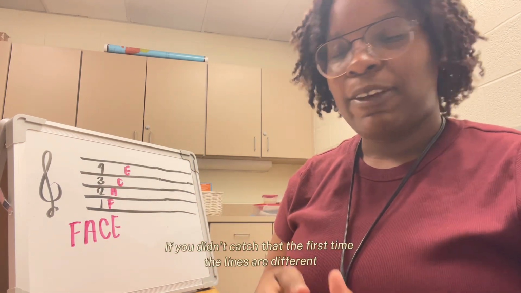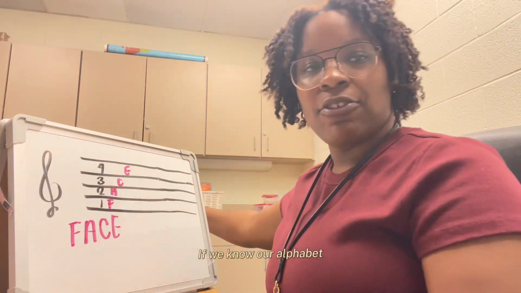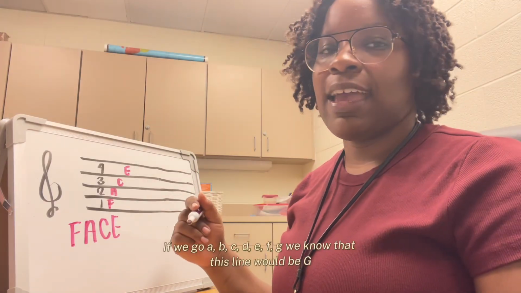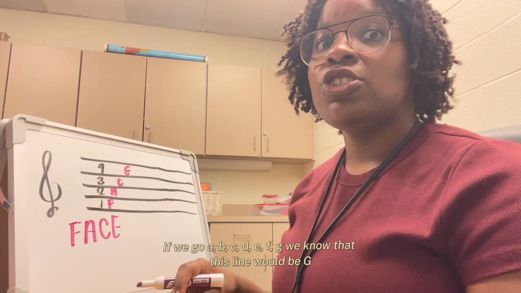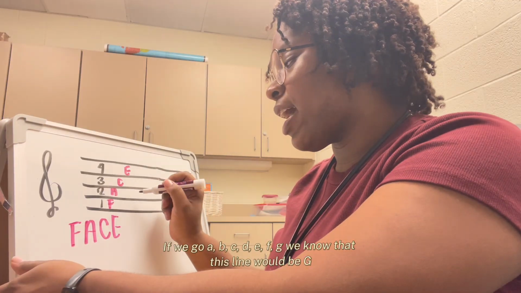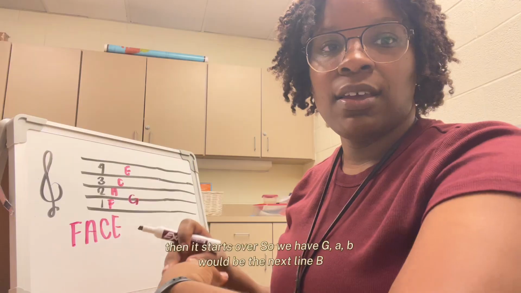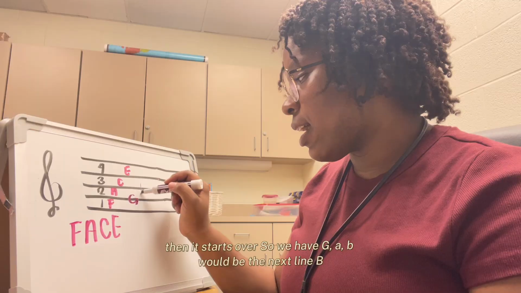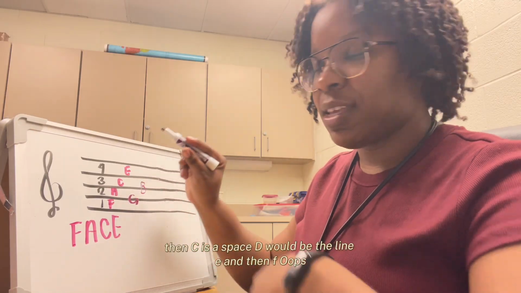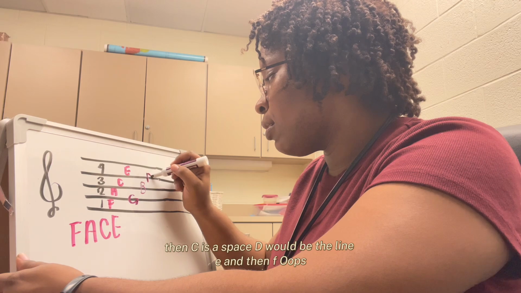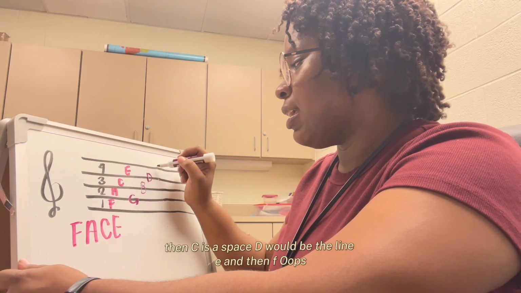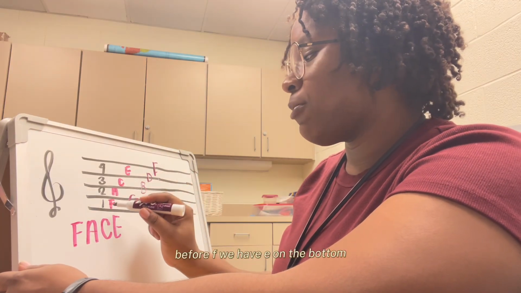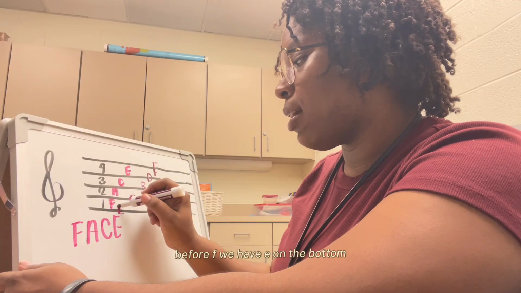The lines are different. If we know our alphabet, we can just start by counting from our alphabet. If we go A, B, C, D, E, F, G, we know that this line would be G. Then it starts over. So we have G, A, B would be the next line, B. Then C is a space. D would be the line, E, and then F. Oops. Can't spell F. Then before G, before F, we have E on the bottom line.